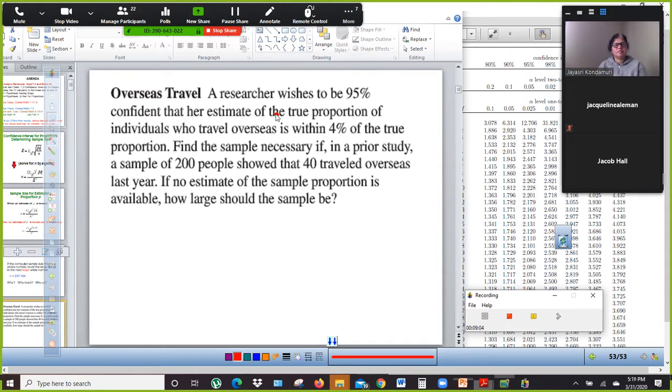All right. So first of all, how do I know that this is a confidence interval and not a hypothesis test or something else? Because it says estimate. Estimate means confidence interval. Anytime you see the word estimate, that's saying find the confidence interval. So here our confidence interval will be 95%, which means I need to find my critical value.